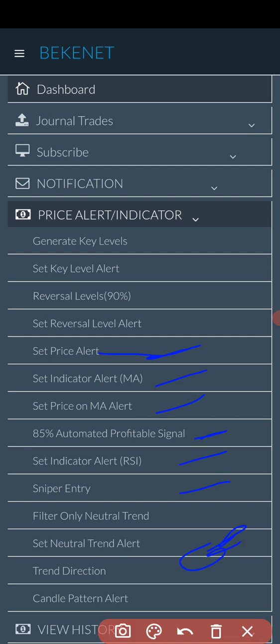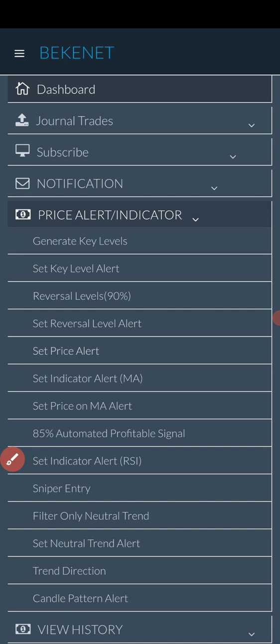Everything from here upward is something you are supposed to know as a trader. You understand? It's something you're supposed to know as a trader. Reversal level, key level, you have to have the basic knowledge of resistance and support before you can come to this place. So if not, avoid it totally.